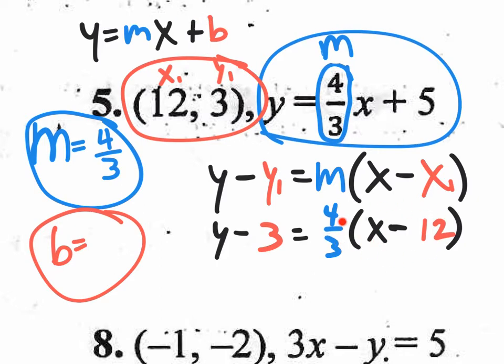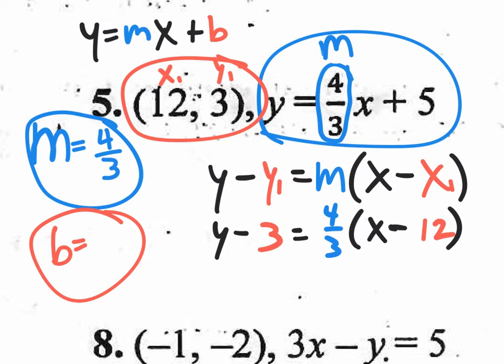You could get rid of the fraction 4/3 by multiplying by 4, multiplying by 4, multiplying by 4. Or you could actually distribute the 4/3. 4/3 times x would be 4/3 x. 4/3 times 12, that would be 48 over 3, and that becomes 6, because 48 divided by 3 is 6. So either way, do you guys want to distribute the fraction or cancel out the fraction?